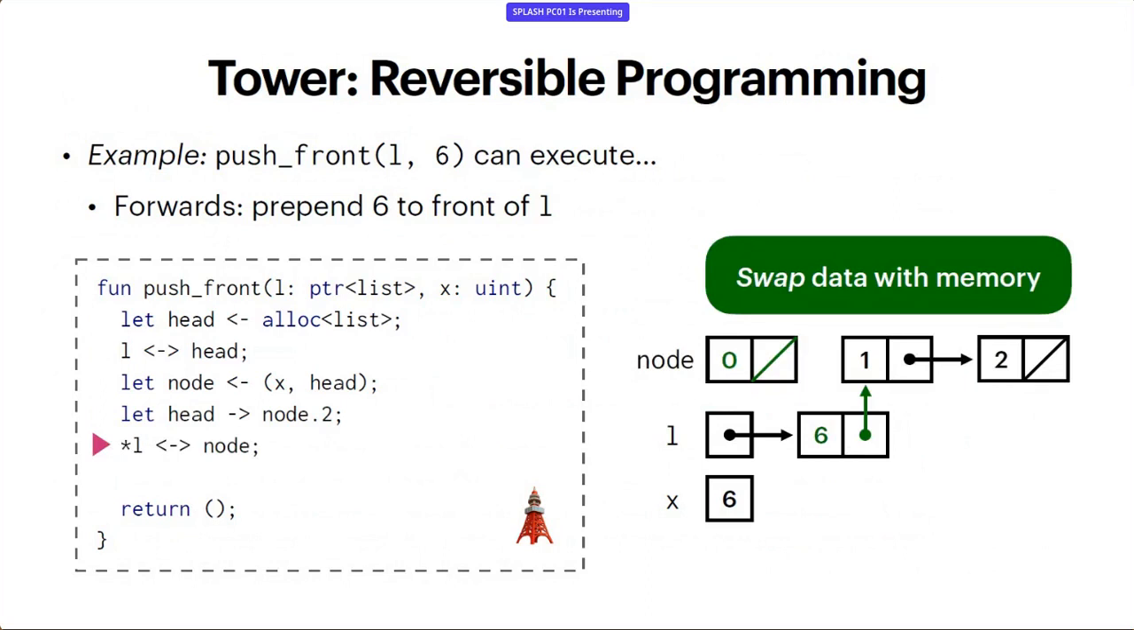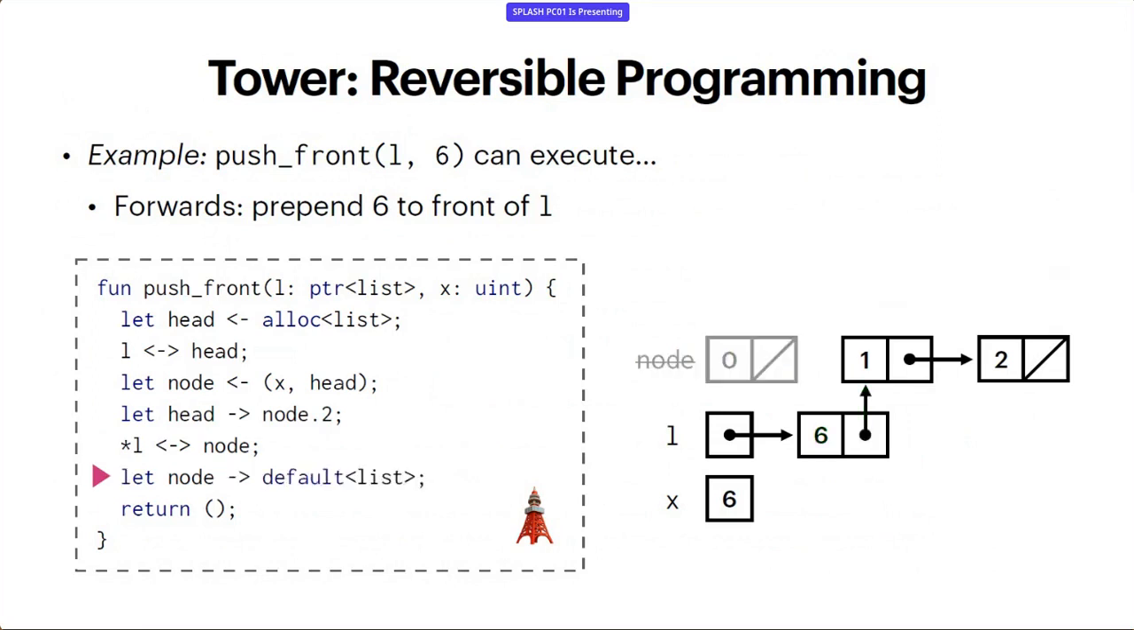So that's what we do next. And finally, we'll take this new list node that stores 6 and a pointer to the old list, and we're going to commit that into memory, right? We're going to dereference the output variable L, and we're going to store this node in there. So you can see we're almost done. L now points to 6, 1, 2, and the only last thing we need to do is uncompute the variable node in the same way.